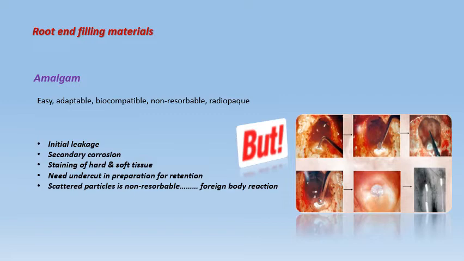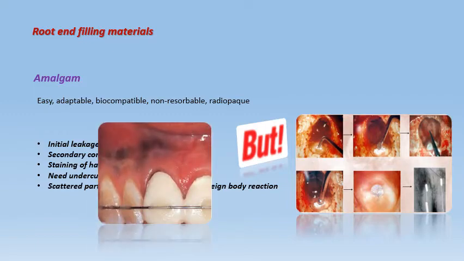Actually, in its preparation, for retention, it depends on undercuts, which means more cutting of the root surface, which means more opening of the dentinal tubules and possibility for perforation. Also, some scattered particles are non-resorbable and may cause foreign body reaction. And as we can see in this picture, this is tattooing from the staining of amalgam that was put in as a root end filling material.